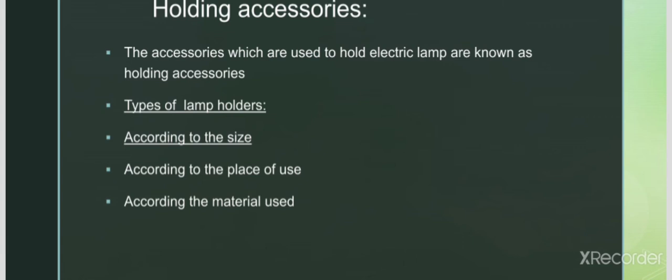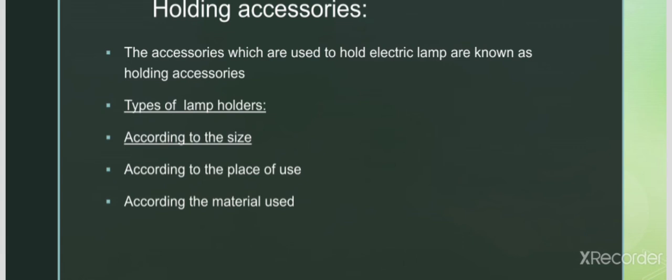The next one is holding accessories. A holding accessory is one which holds the electric lamps. The best example for holding accessories is holders. The function of a lamp holder is to support the lamp, and it is known as a holder.